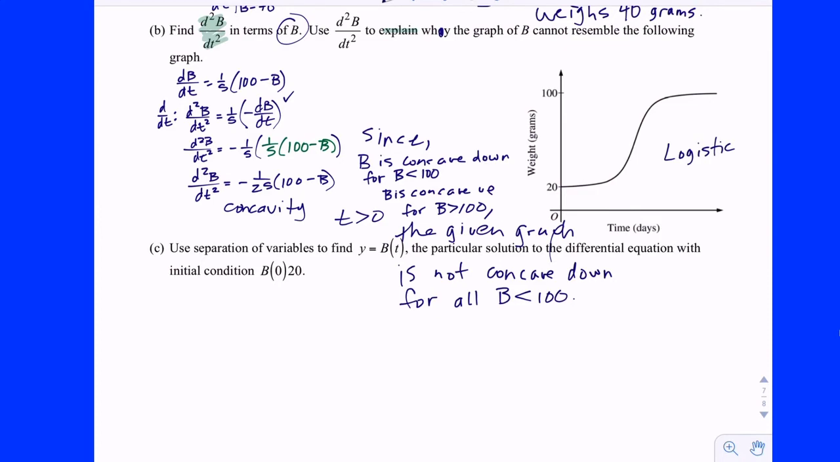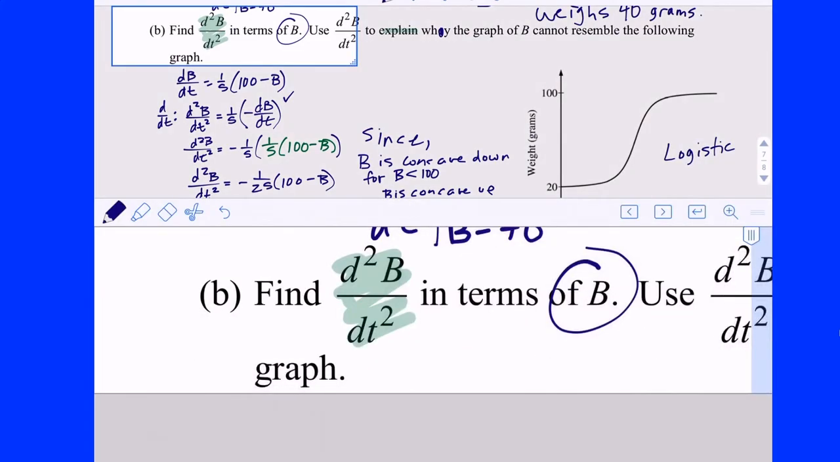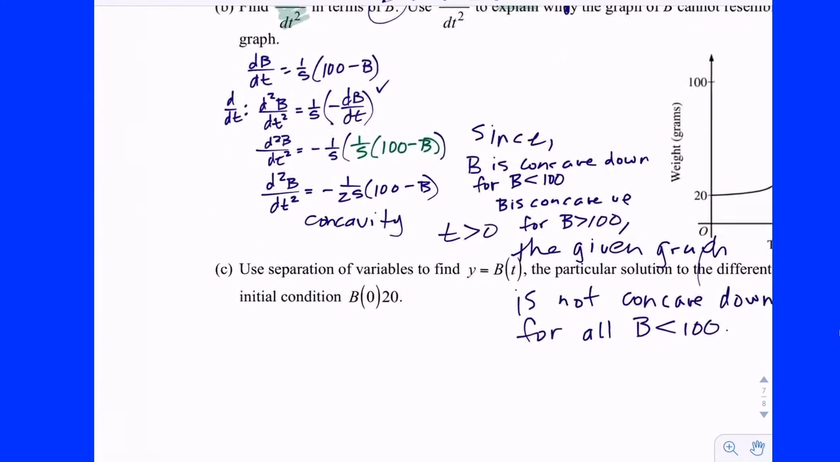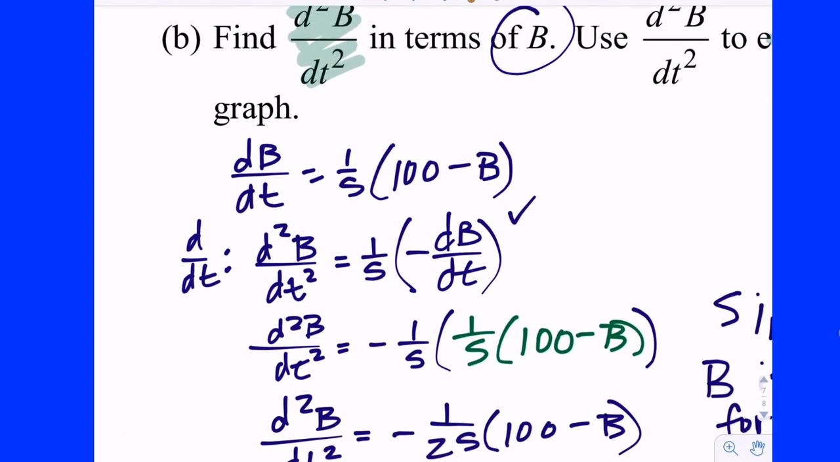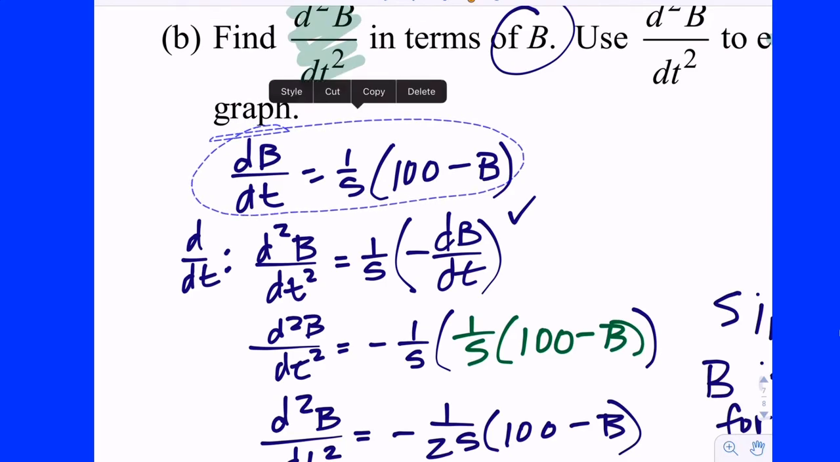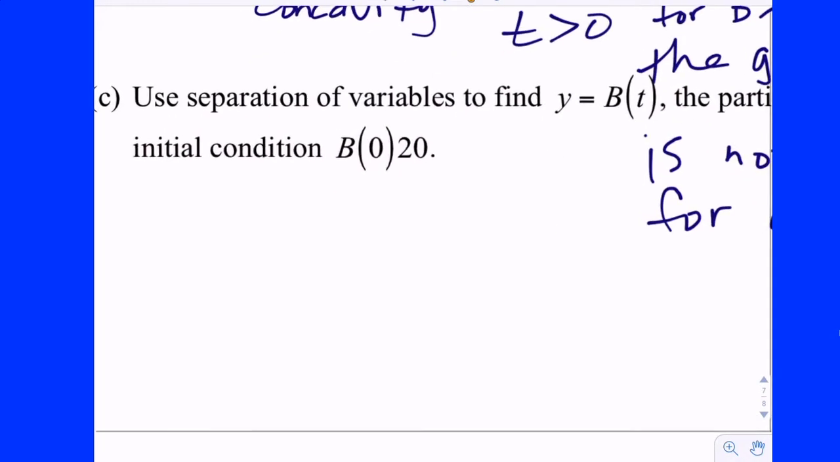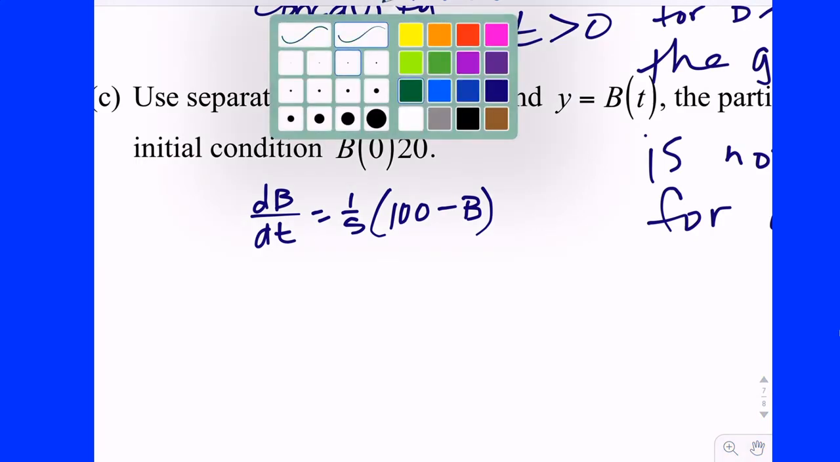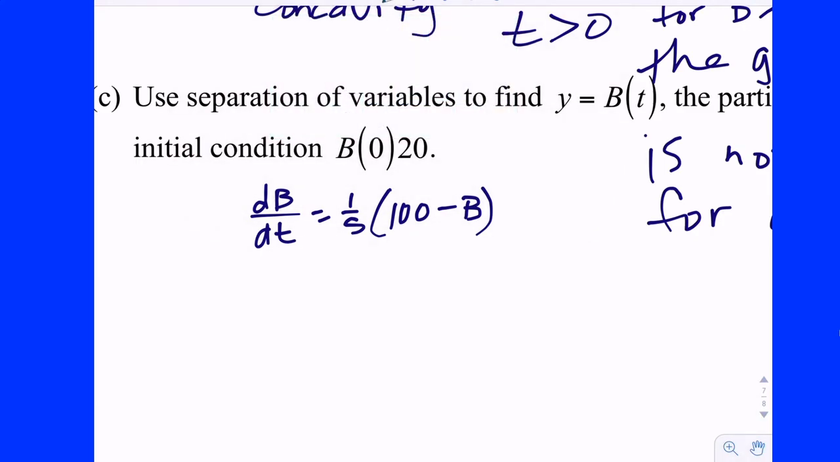Okay? Now the last part here, use the separation of variables to actually solve the differential equation with the initial condition. All right, here we go. I'm going to rewrite this. This is where most of the points are going to be coming from, by the way. All that other stuff was just to like make it a little more interesting. Step one is to separate the variables. If I multiply both sides by dt, is that going to be enough to do it?